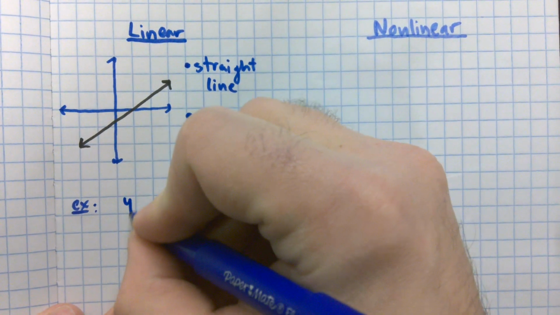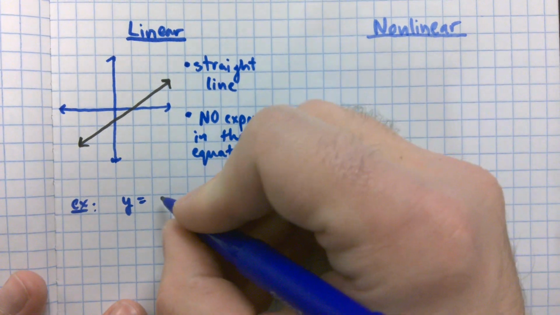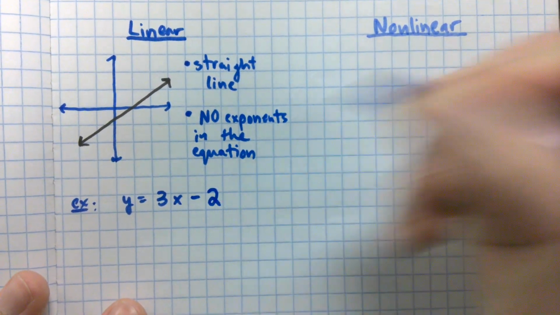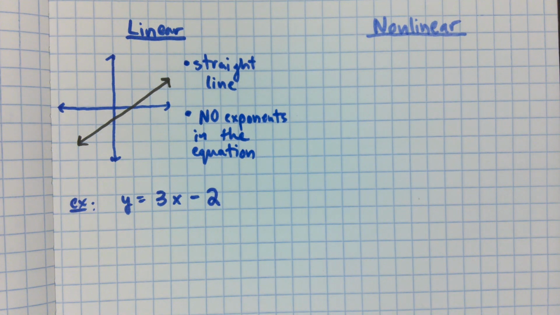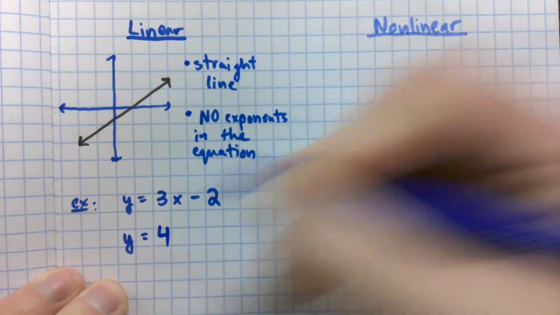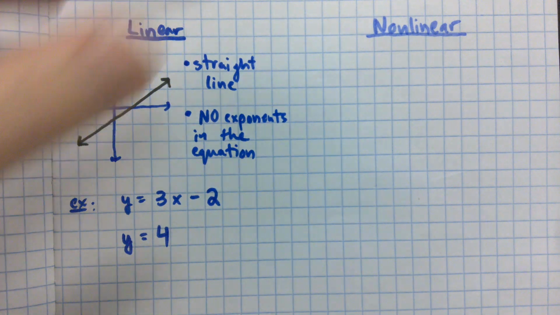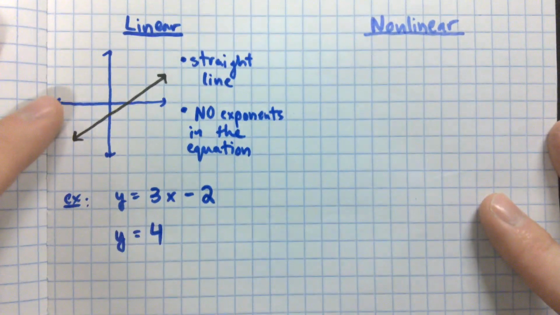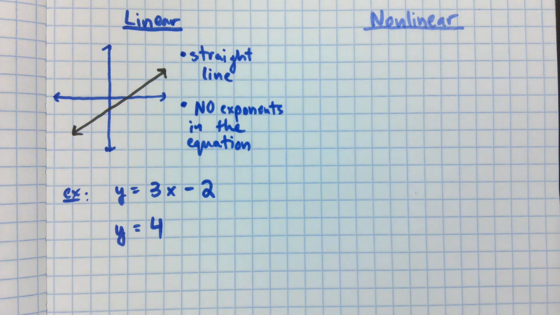So our equations would look something like y is equal to 3x minus 2. Definitely no exponents there in that equation. Or we might just have something like y equals 4. Y equals 4 would be a horizontal line because the slope is 0.